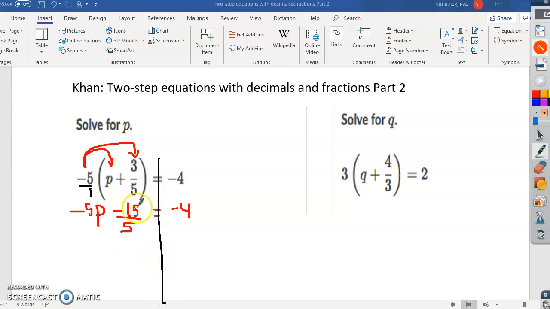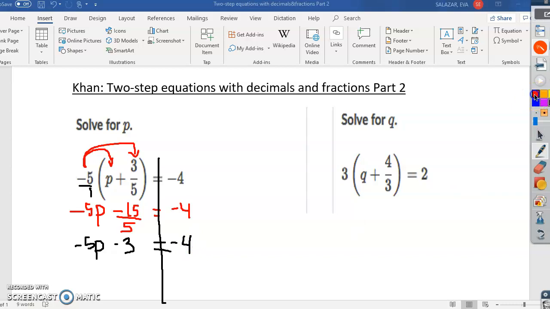And I already noticed that this fraction here, negative 15 over 5, can be divided to get negative 3. So I'm going to go ahead and change this to a negative 3. So I got rid of that fraction already since that's equivalent. And I have negative 5p minus 3 equals negative 4. Now my problem became even easier by doing that.